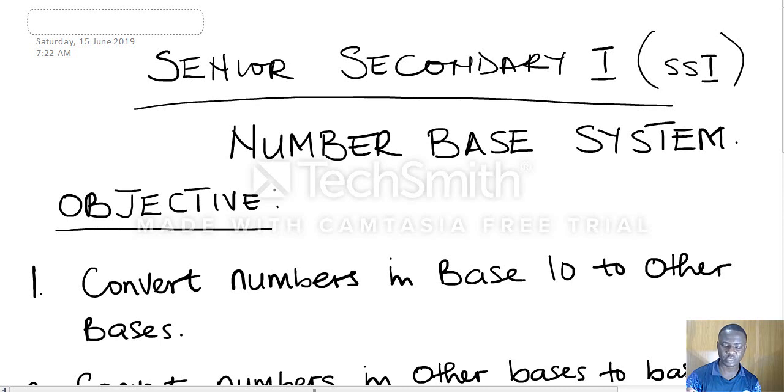In today's class, we'll be looking at number-based system. We said number-based system can be said to be the process of counting numbers in groups. Before we move further into today's topic, I'd like us to look at some of the objectives of this class.